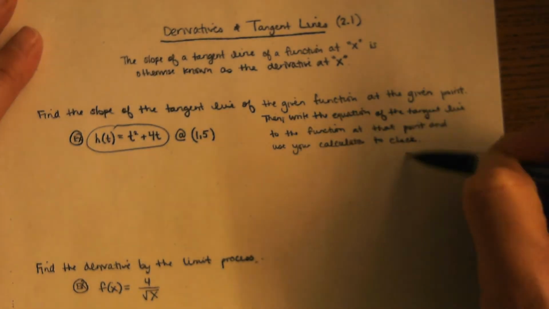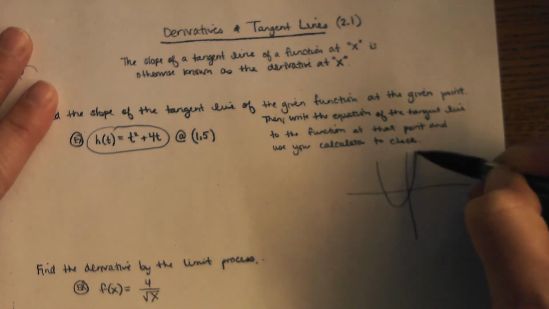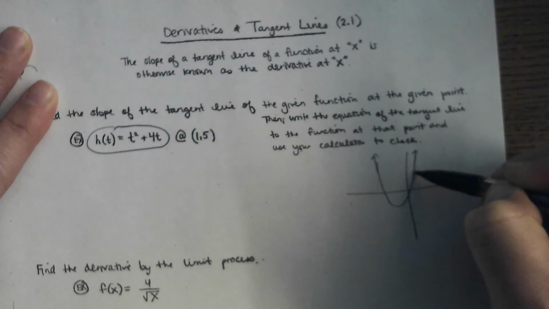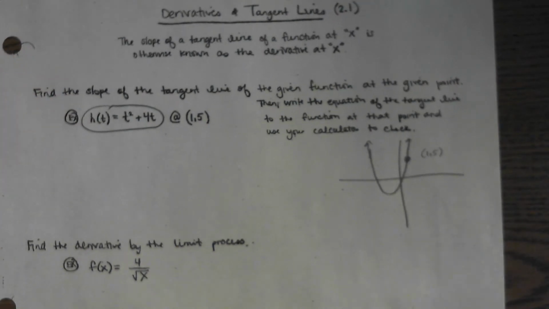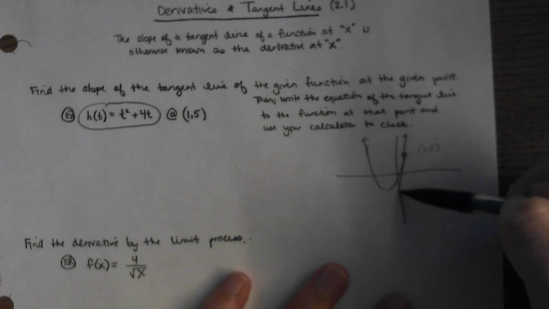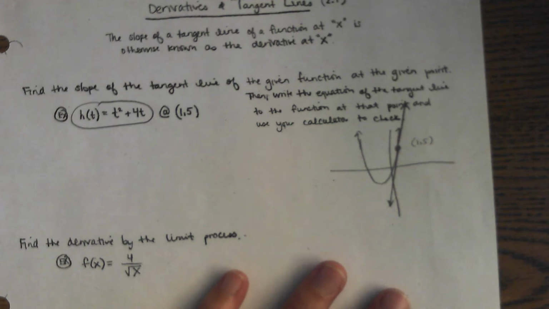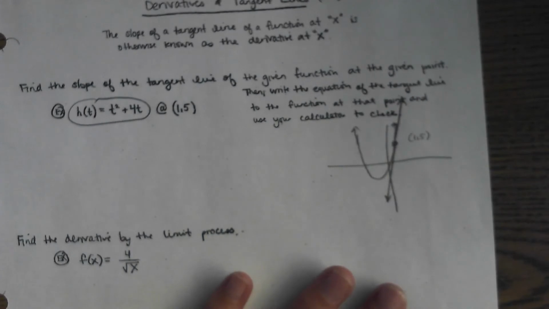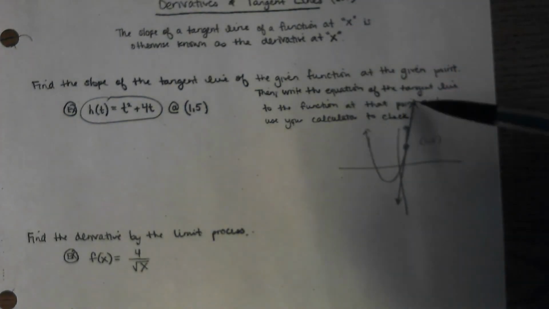So if you just want to sketch that quickly to wrap your head around what's going on, (1, 5) is approximately there. And our tangent line looks like that, approximately. And the slope of the tangent line will be the instantaneous slope of the curve at that location. And so once we find the slope there, we're going to write the equation of the tangent line.